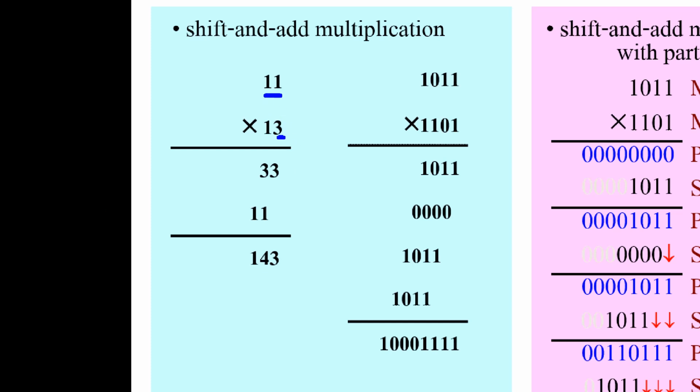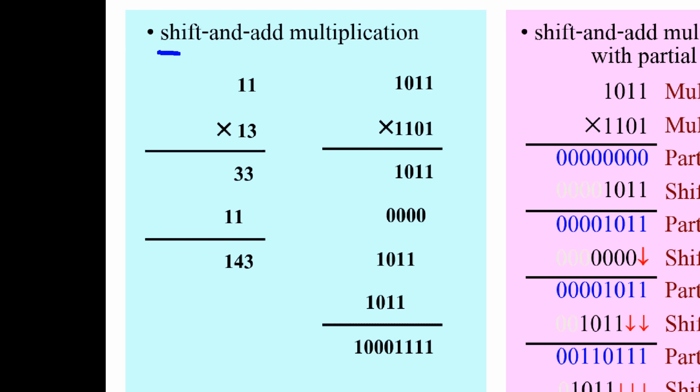3 multiply 11, then it becomes 33. 1 multiply 11, that is 11, right? And then you add them together, okay? And this one actually is 110, right? But when you write, you just shift one position and do the addition, okay? This process is called shift and add multiplication.